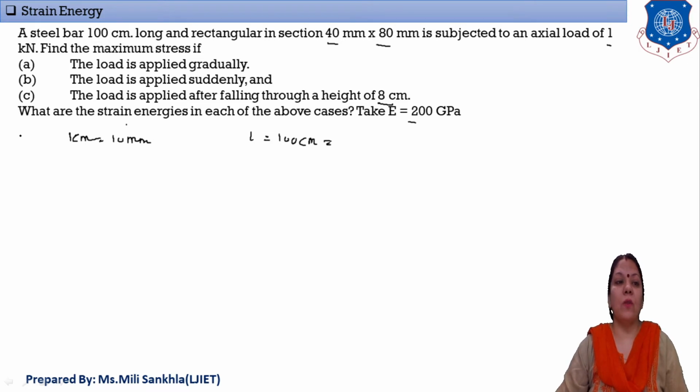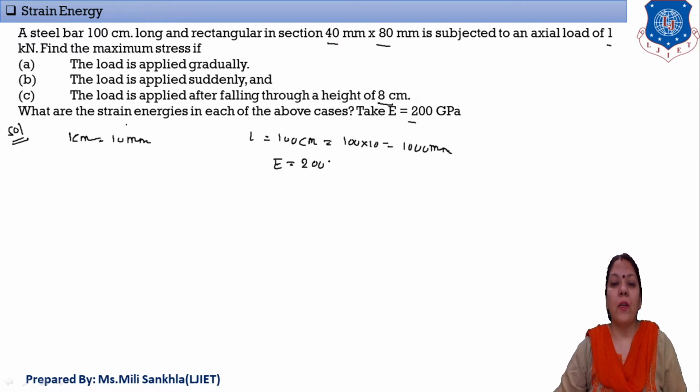Okay, this is our solution of the example. Now 100 into 10 is equal to 1000 mm. And Young's modulus E is equal to 200 gigapascal. 1 gigapascal is equal to 10 raised to 3, so 200 into 10 raised to 3 Newton per mm square. Here we convert this unit into Newton mm. Next, H is given as 8 centimeter, and this is equal to 80 mm.